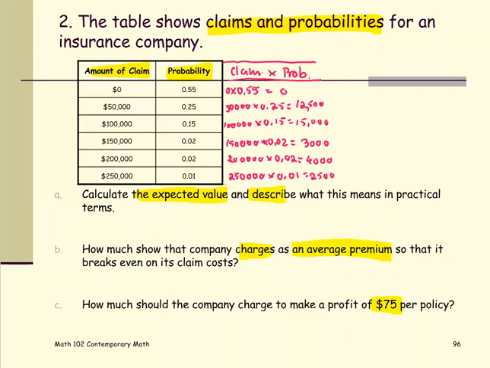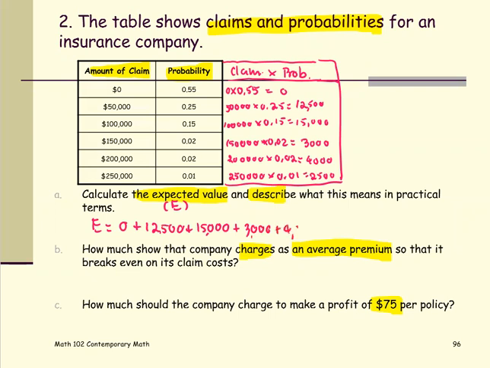Now, from what we have of this column, we're going to add them all up as we calculate the expected value. So the value E, or the expected value, is the sum of the numbers 0, 12,500, 15,000, 3,000, 4,000, and 2,500. And the sum is $37,000. And what does it mean?